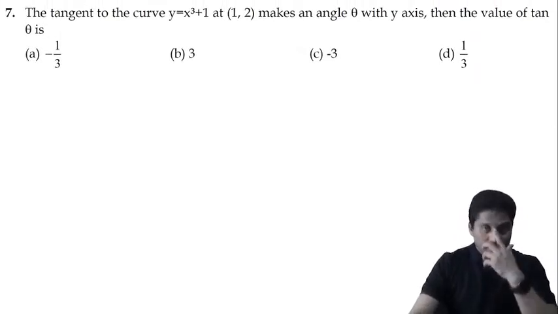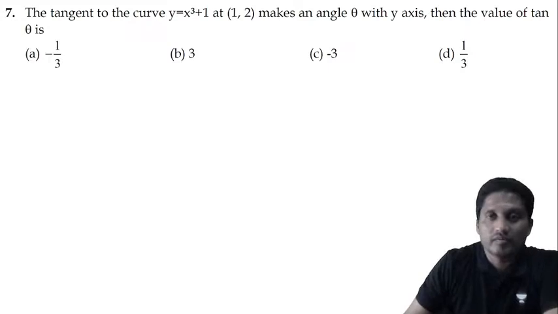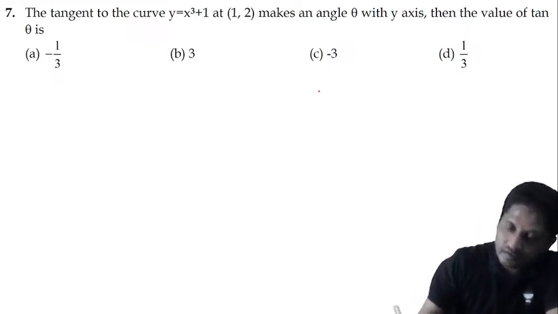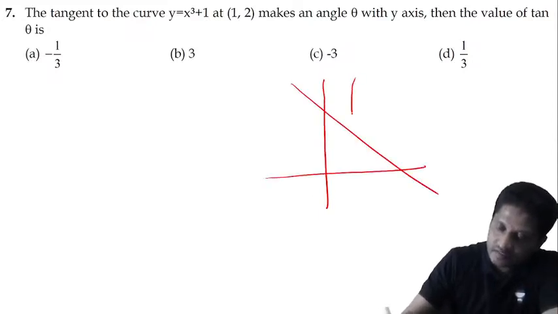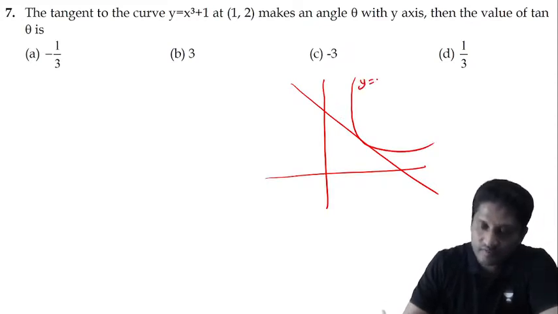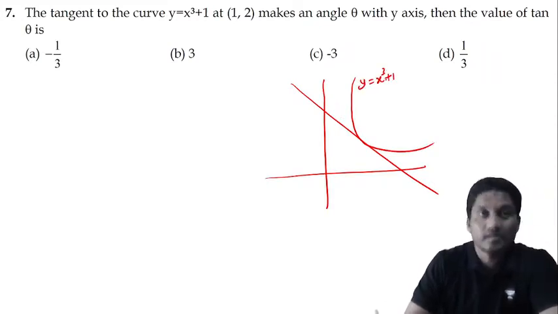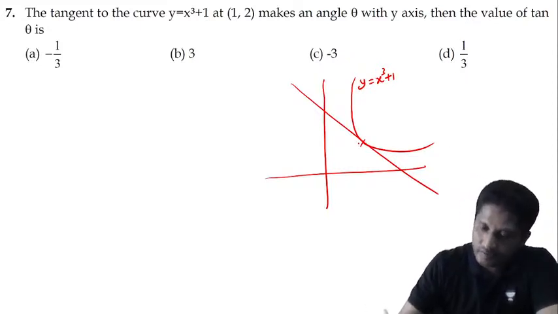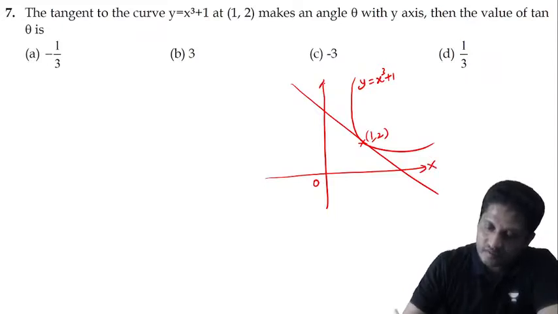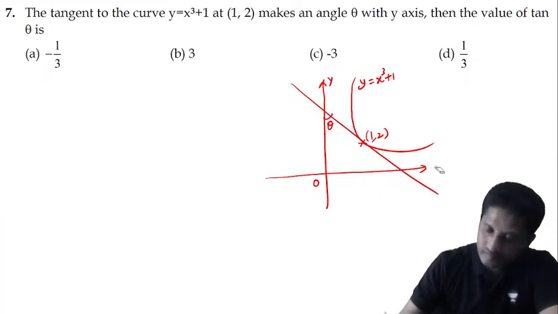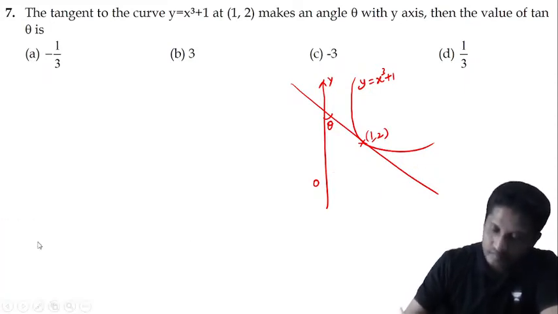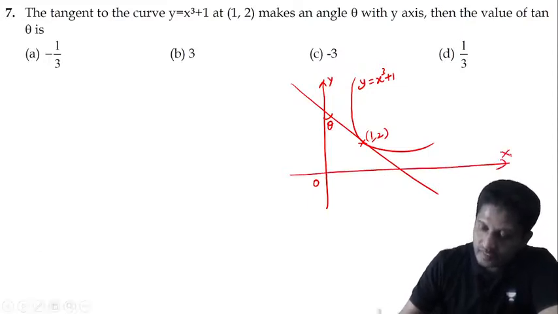The tangent to the curve y is equal to x cube plus 1 at the point (1, 2) makes an angle theta with the y axis. It's a good question. Okay, let us assume the curve to be like this. This is the tangent to the curve. The curve is y equals x cube plus 1 at the point (1, 2), and it makes an angle theta with the y axis. So this is theta.